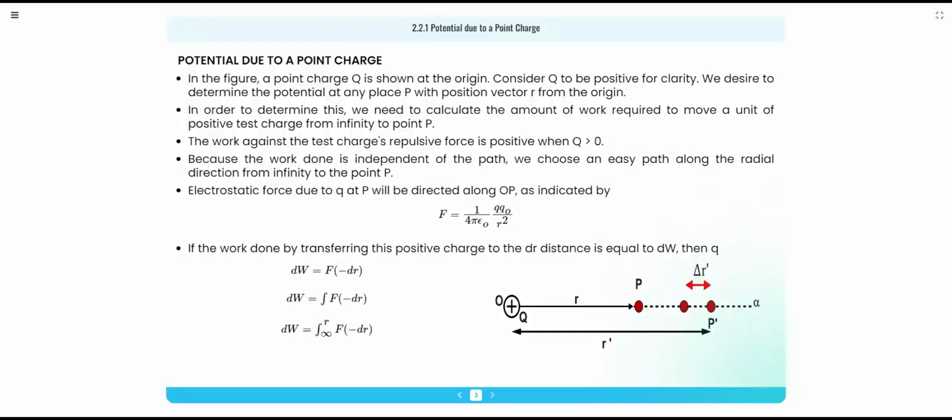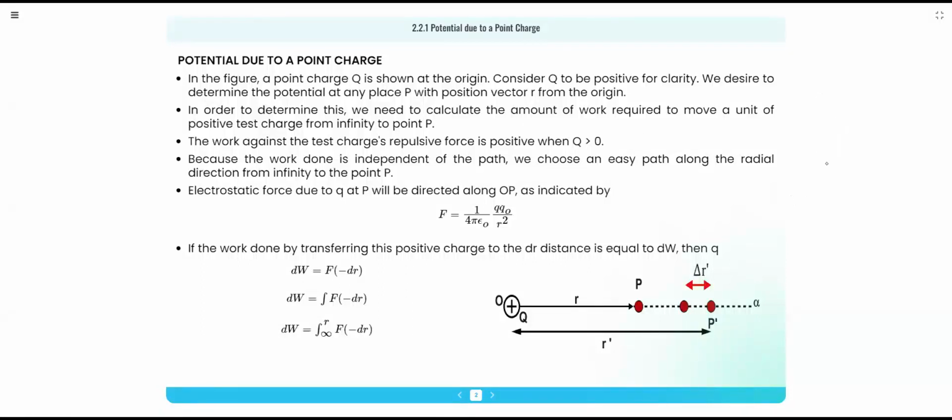So how can we find potential? By just simply calculating this work done. Okay, so let's move further. We have a small derivation. Let's start with the derivation.